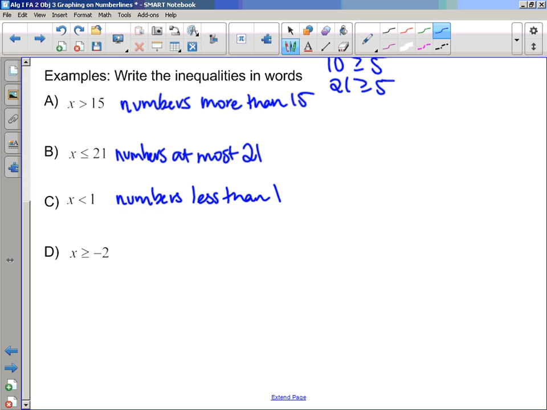And then the last one, greater than or equal to -2. That means numbers at least -2. Meaning the numbers have to be bigger than, but could also be -2. So greater than or equal to, you could see is attached to the phrase at least. Less than or equal to, like we had in B, is attached to at most.